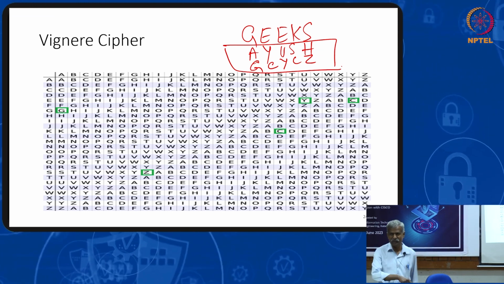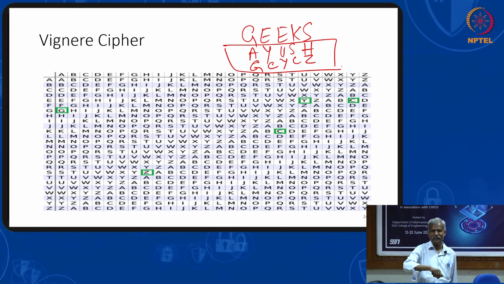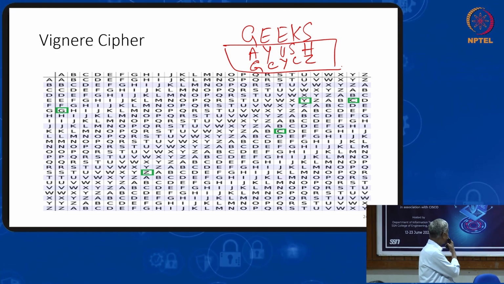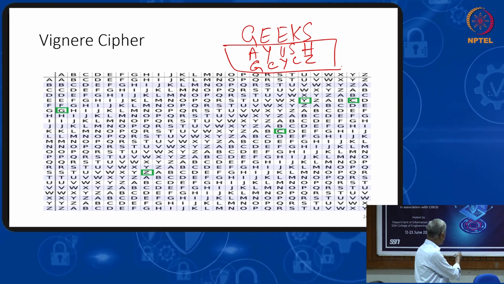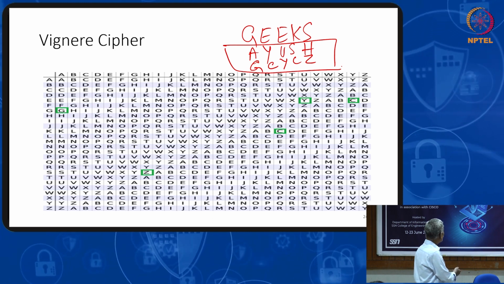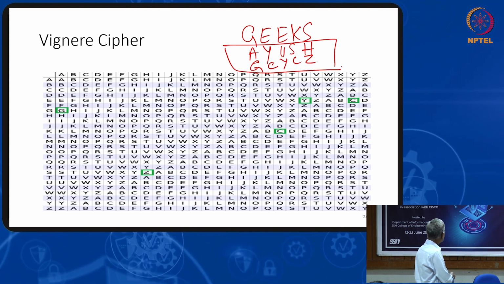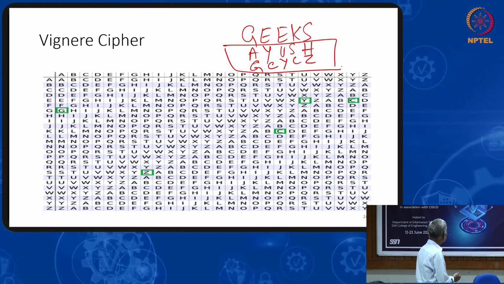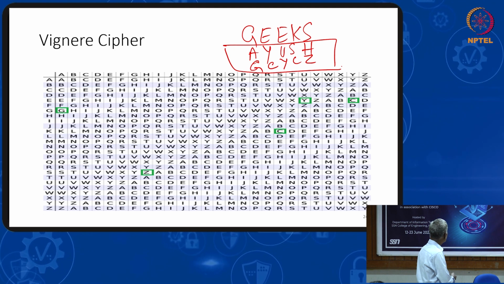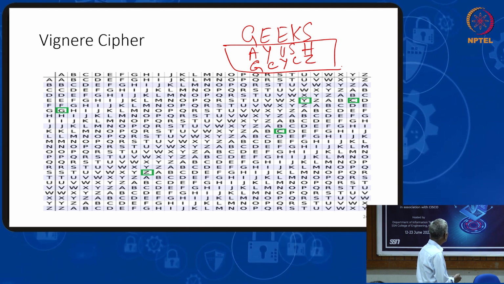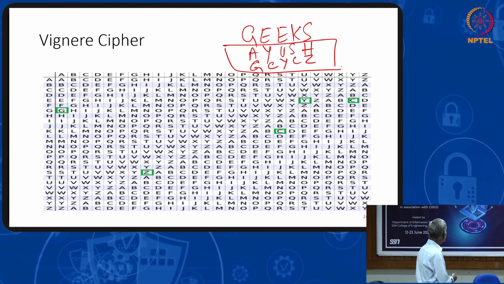Here column to row: encryption is from row to column, decryption is from column to row. So the Y and C combination we will check. Y and C combination. Y column, C row.